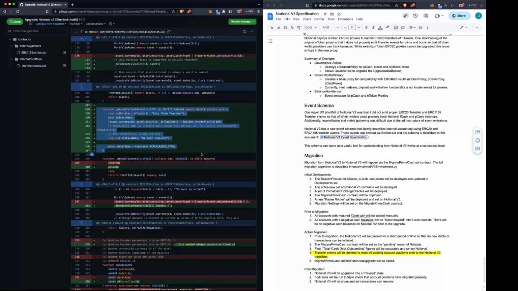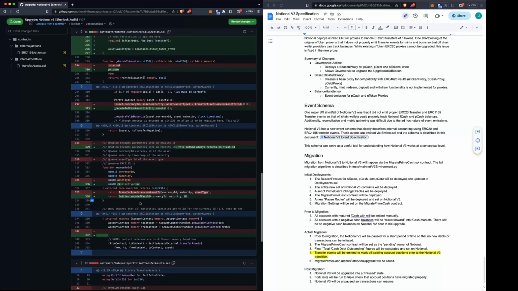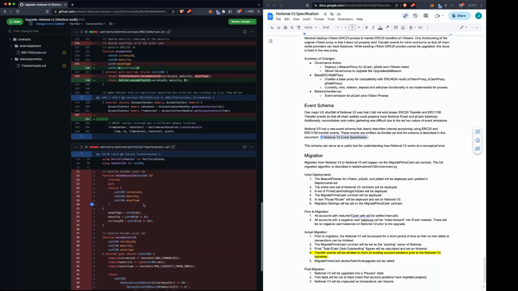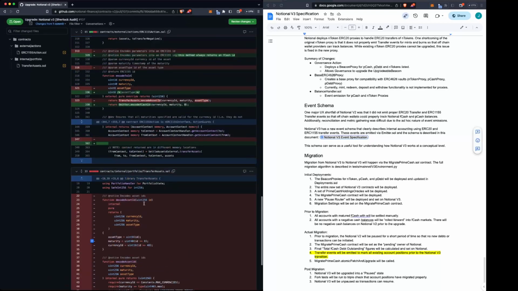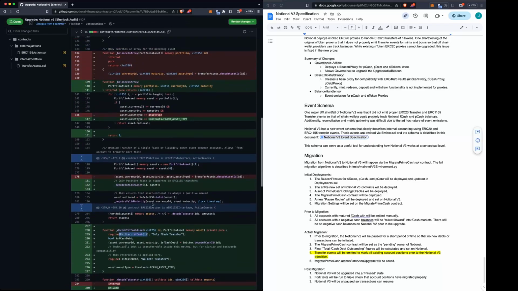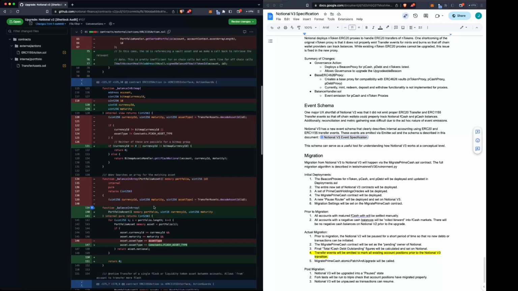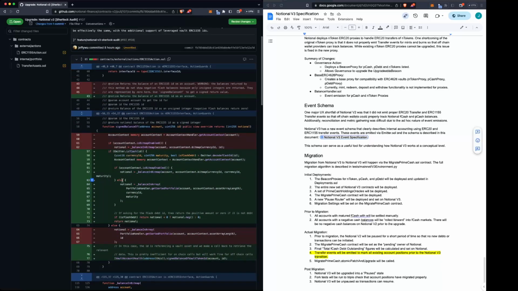There's a bit of refactoring here to mesh with the fCash IDs. The fCash IDs are not changing from Notional V2 to Notional V3. So there's a little bit of refactoring here, but again, it's intended to maintain compatibility and maybe add a little bit of new functionality with the leveraged vault IDs.